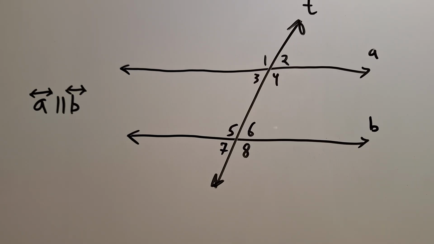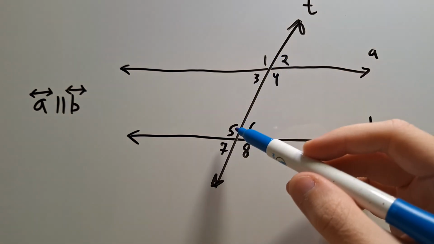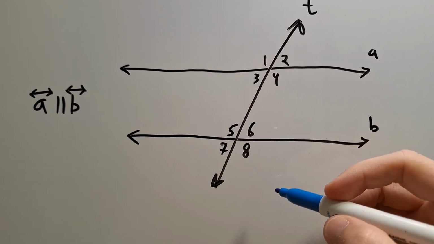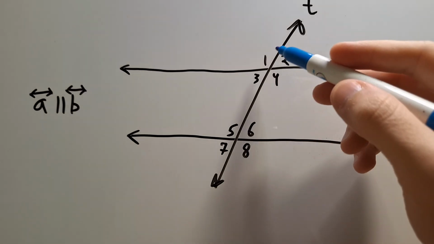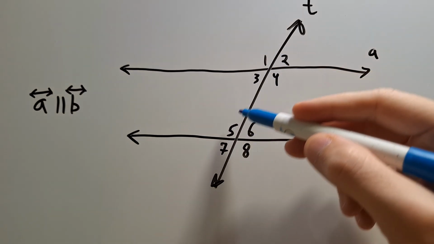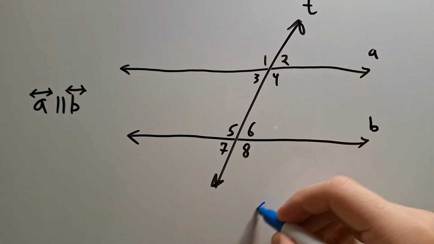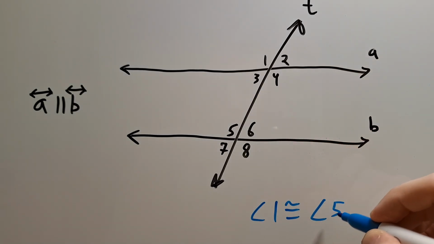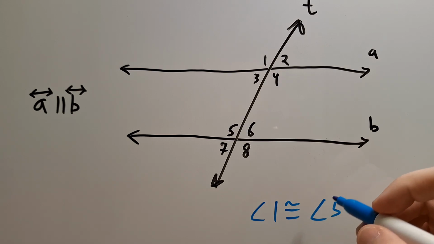How to find the corresponding angles first. Angles 1 and 5 are corresponding angles. Another way to say them would be same side corresponding. Same side because they are on the same side of that transversal. Corresponding angles are congruent. They measure the same amount of degrees.